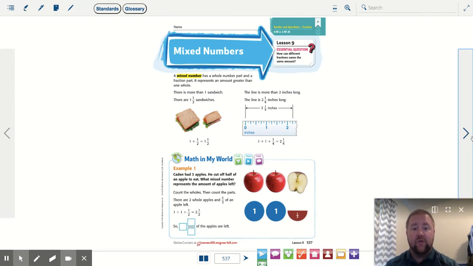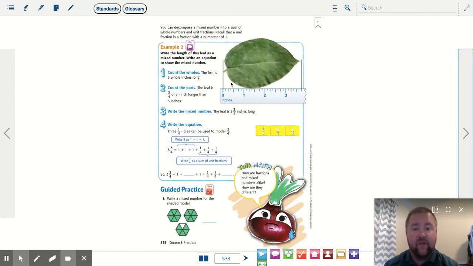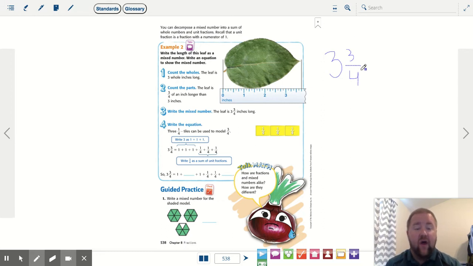When we move on to our next page, they give you a picture of a leaf, and they're asking, write the length of this leaf as a mixed number. So how many whole inches do we represent? Well, it's more than 3 whole inches, so our whole is going to be 3. Then we're trying to figure out what the fraction is. If we count the parts here, we see there's 1, 2, 3 fourths of the next inch shown. So we have 3 and 3/4.